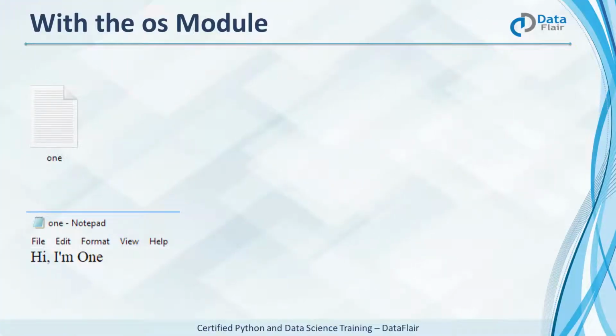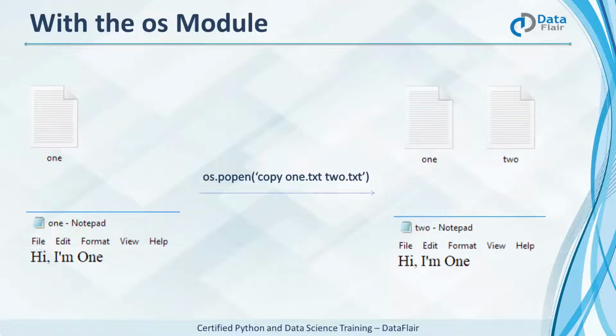This is the file 1.txt and this is what it holds. Hi, I'm 1. If we make a call to popen with the command copy 1.txt 2.txt, it copies the first file and calls it 2.txt. This file has the same contents as does 1. Hi, I'm 1.